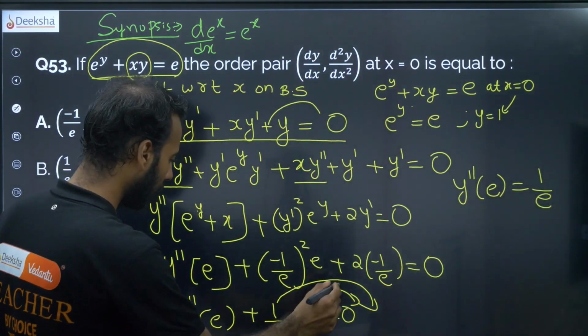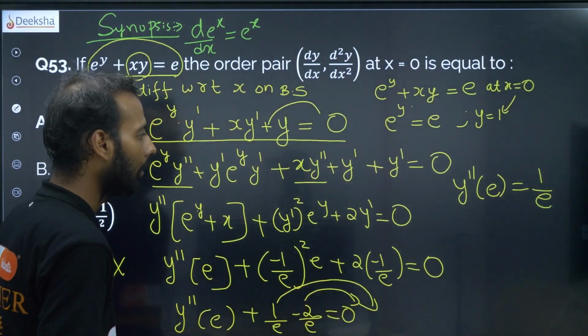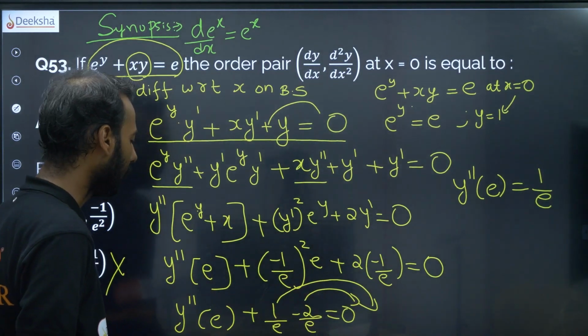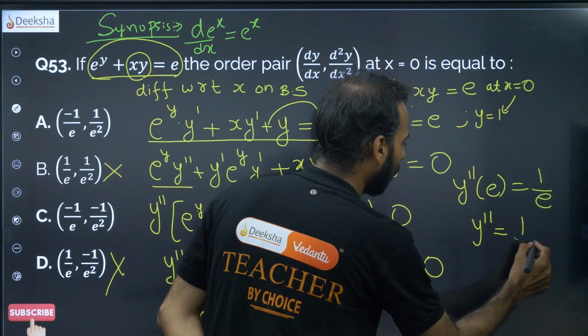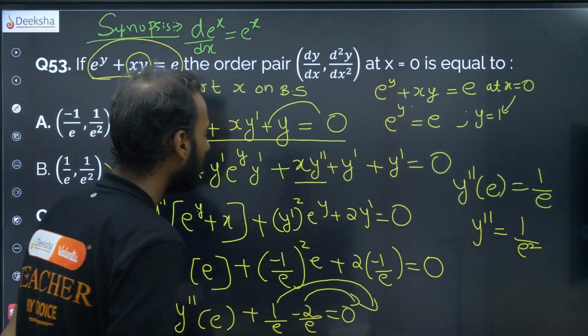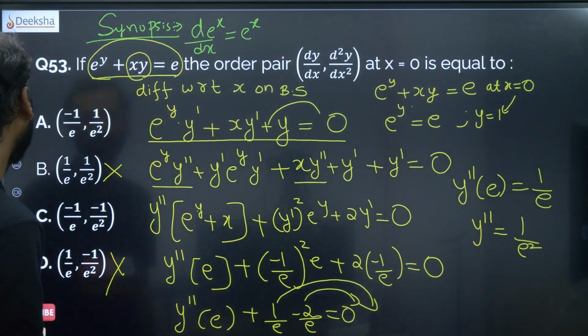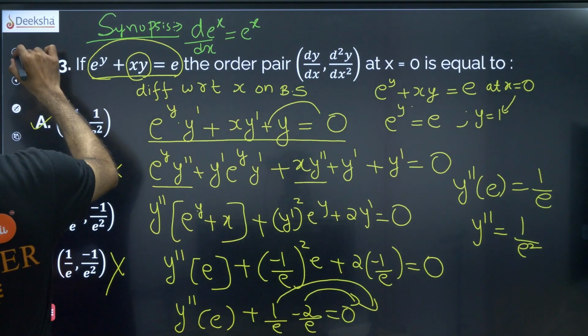If I transpose 2 by e and 1 by that side, I will get 1 by e. So if I transpose this y double dash, 1 by e square. So for y double dash, series A is the answer. Moving on to next question.